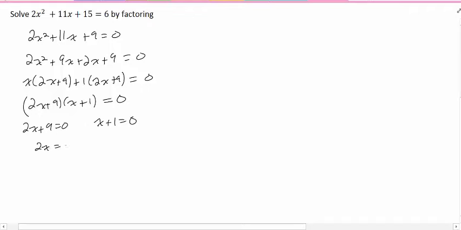So here we can solve by isolating. We'll subtract 9 and divide by 2. With the other equation, we just have to subtract 1, and there we have our two solutions.